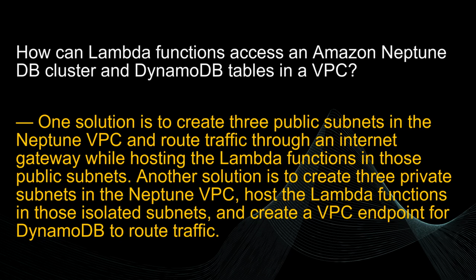How can Lambda functions access an Amazon Neptune DB cluster and DynamoDB tables in a VPC? One solution is to create 3 public subnets in the Neptune VPC and route traffic through an internet gateway while hosting the Lambda functions in those public subnets. Another solution is to create 3 private subnets in the Neptune VPC, host the Lambda functions in those isolated subnets, and create a VPC endpoint for DynamoDB to route traffic.